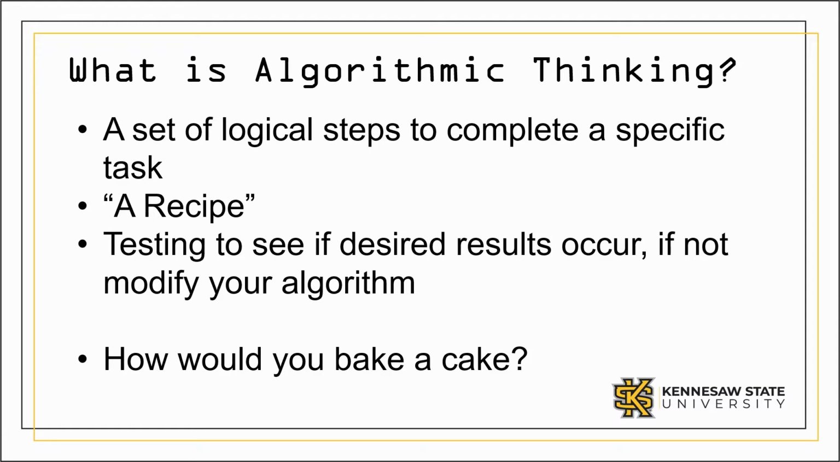What is algorithmic thinking, you might ask? Algorithmic thinking is simply the use of step-by-step instructions in order to complete a specific task. Let's think about a recipe and baking a cake. When baking a cake, you can't just throw eggs, flour, and milk into a pan and expect the cake to bake itself. You need to follow a specific set of instructions in order to get that tasty cake that you desire.